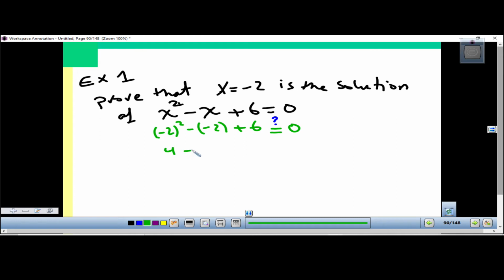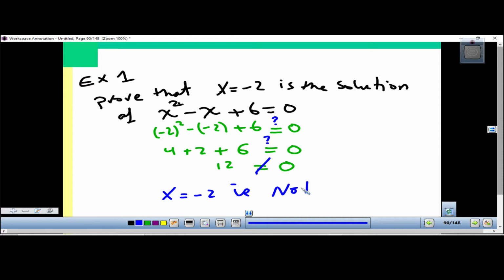So we got 4 minus -2. That's plus 2. That's 4, and this is minus -2. That's plus 2. Plus 6 equals 0. And then you're asking yourself that question. Does that really equal 0? The answer is no. That doesn't equal 0. So what's your conclusion on this one? I did propose a solution, but that was not a solution. So that's what you have to say. x equals -2 is not a solution.